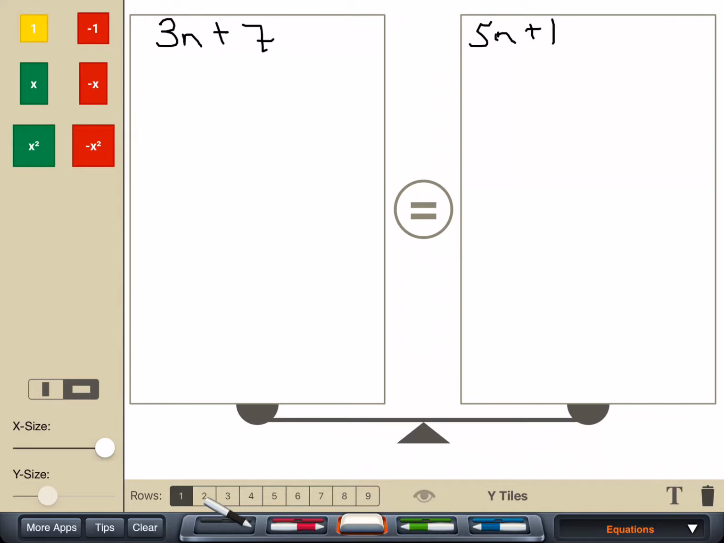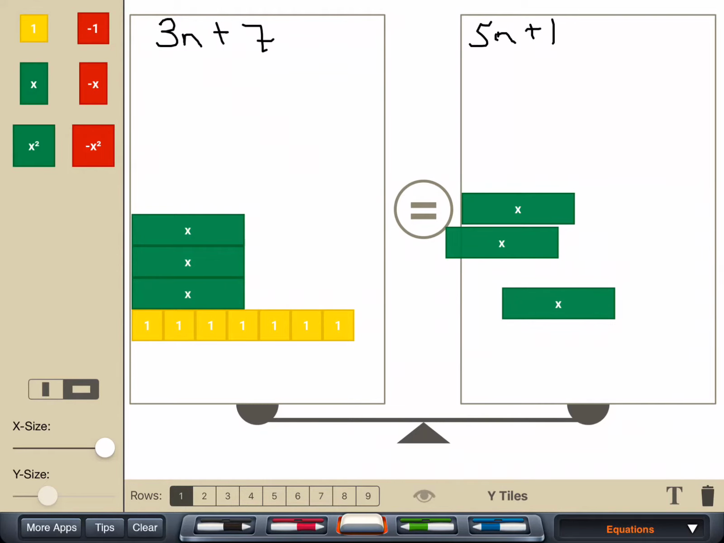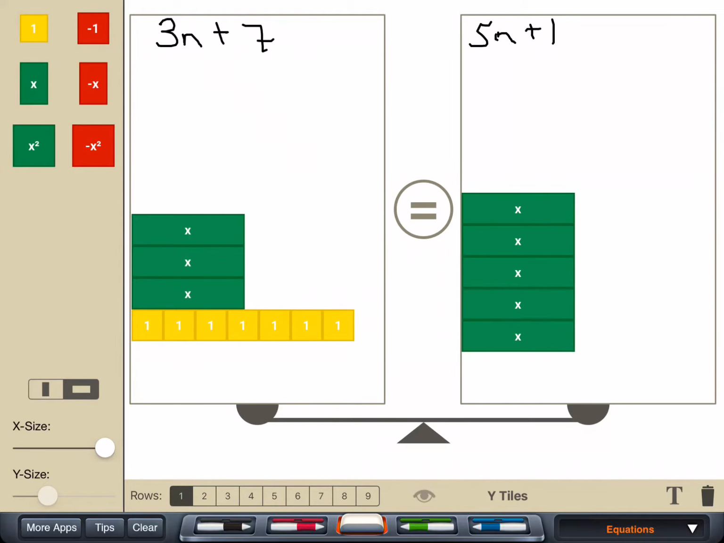So this equation might be a bit challenging for people to just look at and figure out. So building a model or solving it algebraically might help. First of all, I'm going to represent my equation here. There's my 3n and 1, 2, 3, 4, 5, 6, and that's my positive 7. Over here, I'm going to have 5n, and I'm going to have 1. Okay, so I've represented my equation to begin with.